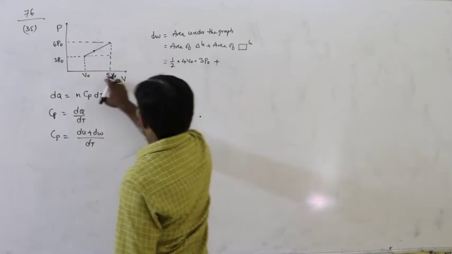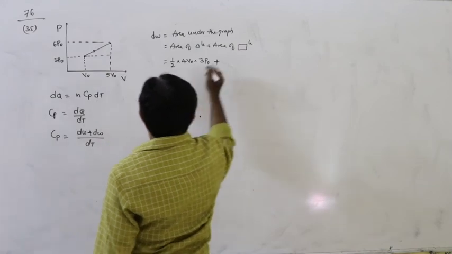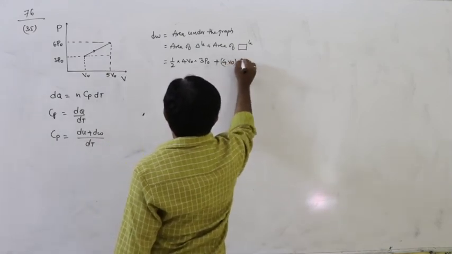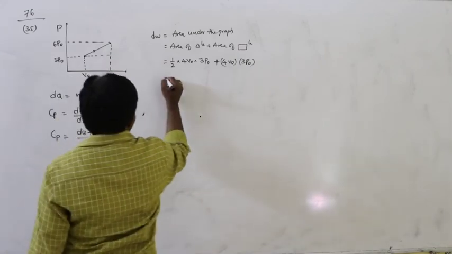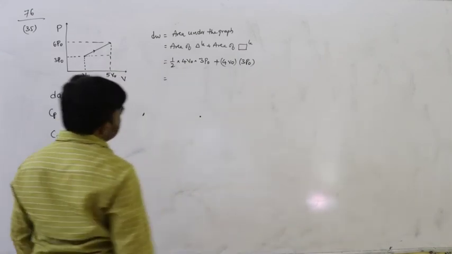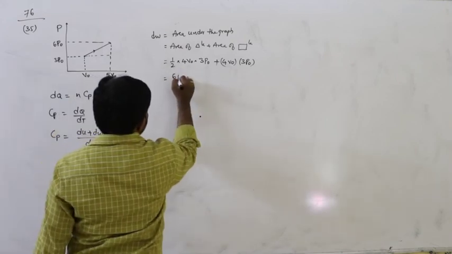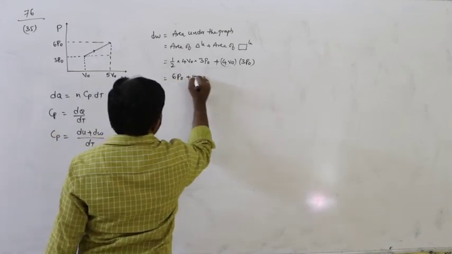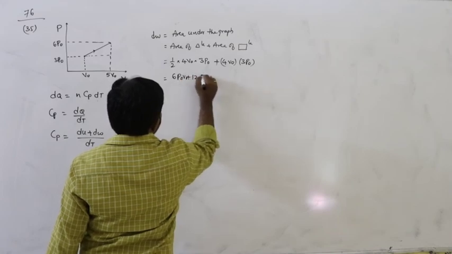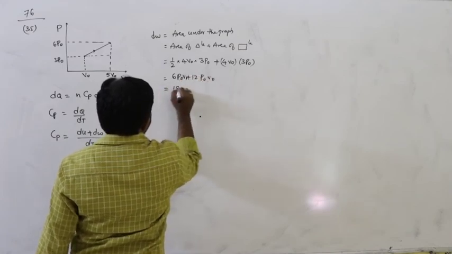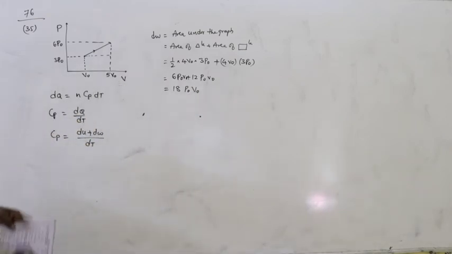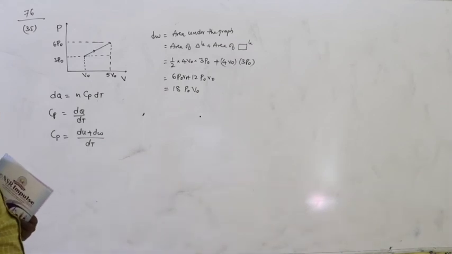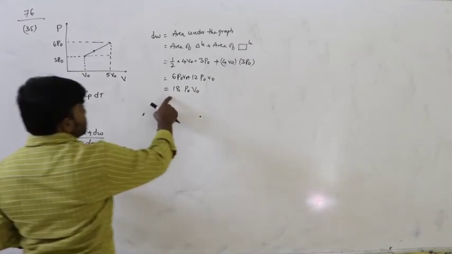Next, the area of the square is base into height. So 4 V naught into 3 P naught, the base is this one and the height is this one. So the triangle is half into 4 V naught into 3 P naught, which is 6 P naught V naught, plus 12 P naught V naught, giving 18 P naught V naught. That is the work done.